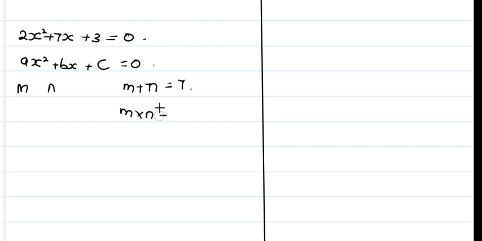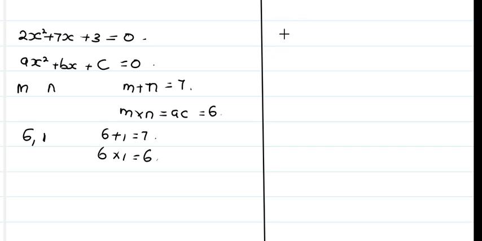Then m multiplied by n, in this case, will give us a multiplied by c. And this a multiplied by c is the coefficient of x squared, which is 2, multiplied by this c, which is 3. So it will be 2 by 3, which is 6. So we look for those two numbers, and I think the two numbers are 6 and 1, because 6 plus 1 will be 7, and then 6 multiplied by 1 will be 6.